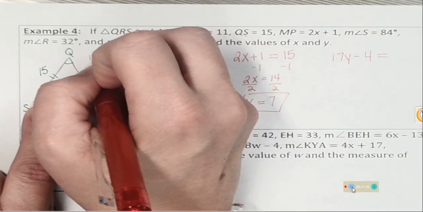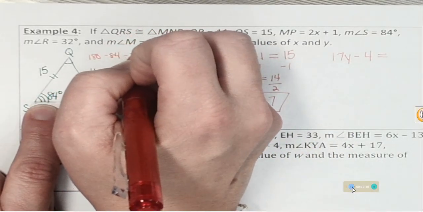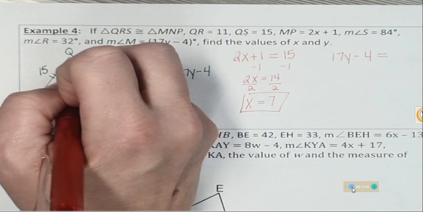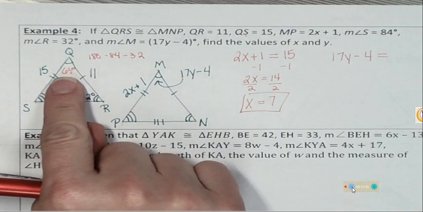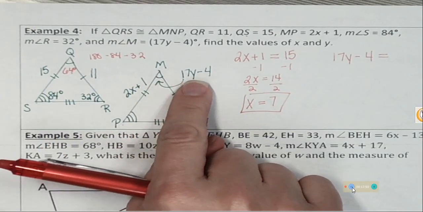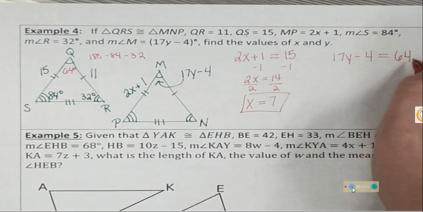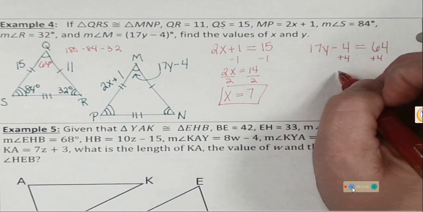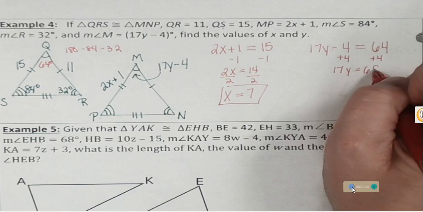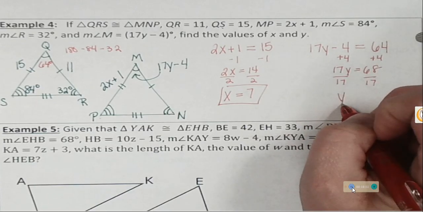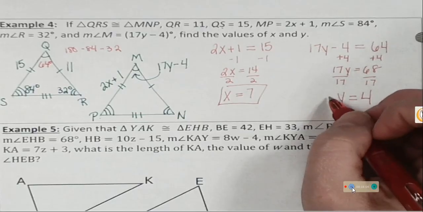So 180 minus the 84 of the angle minus the 32 should give us a total of 64 degrees. So if Q is 64, M is 64, and 64 equals 17y minus 4. So now I'm going to add 4 to both sides. 17y equals 68, and when I divide by 17, y equals 4.